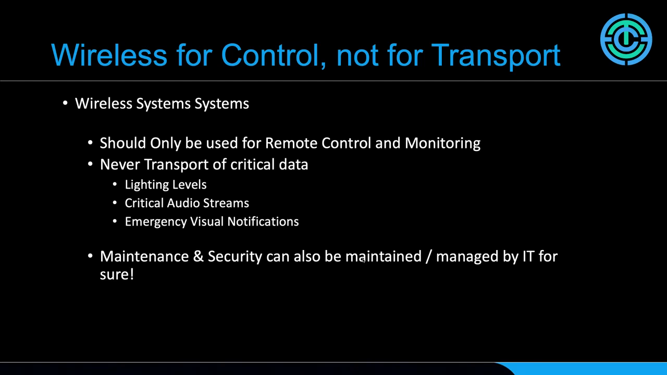It's super important for redundancy, as well as we have the ability to do real-time tasking where we can monitor the status of the endpoint devices and get secure delivery information that the devices are still there and functioning and that they did the action they were supposed to. And again, maintenance and security can also be managed by our IT for sure. So wireless systems for control, not for transport.